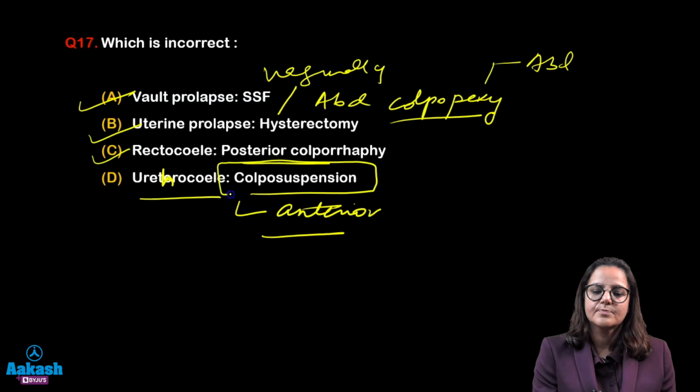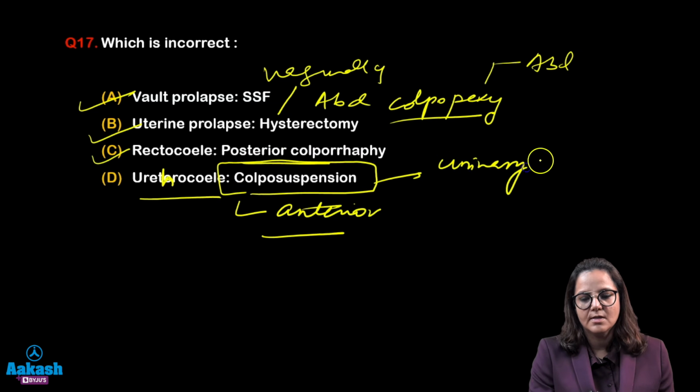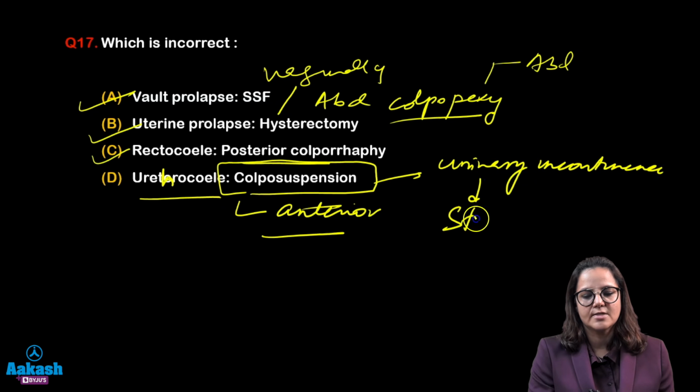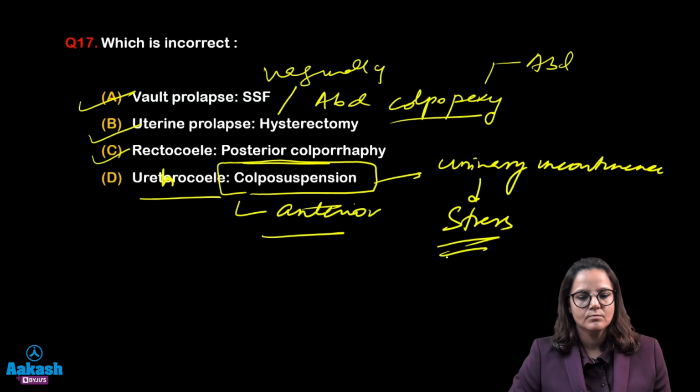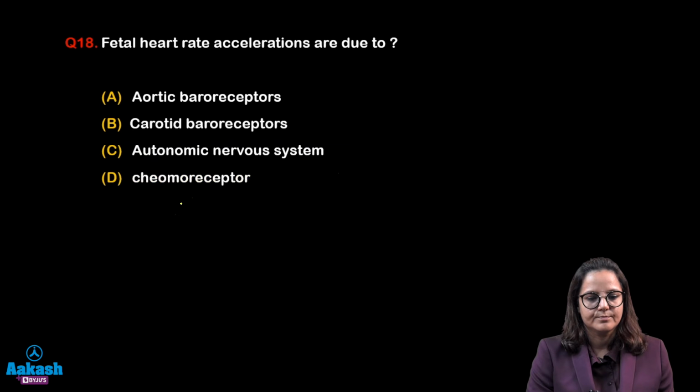What is this colposuspension for? So colposuspension is generally done in patients with urinary incontinence, okay, in stress urinary incontinence. So our answer is urethrocoele colposuspension.